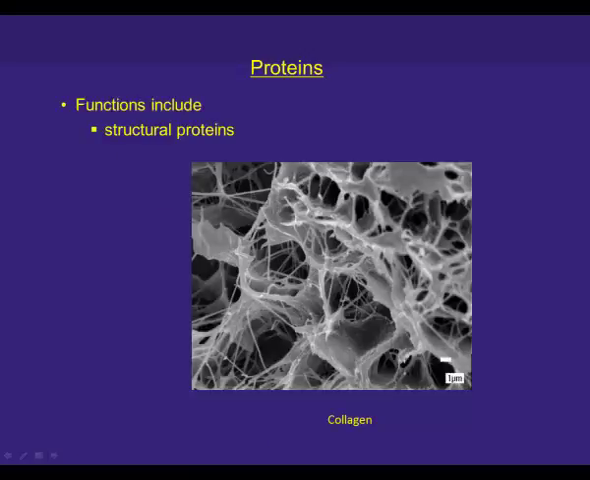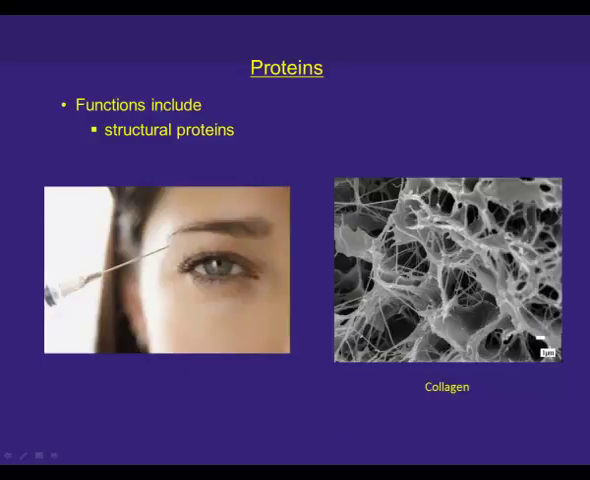Proteins often have a structural function, for example, as in collagen. Collagen actually has a number of functions. It's found in connective tissue, for example. But it's most well known for the role it plays in the support of the skin.